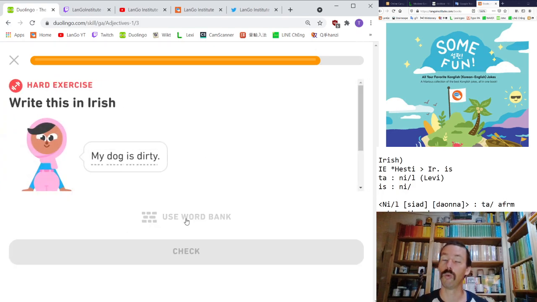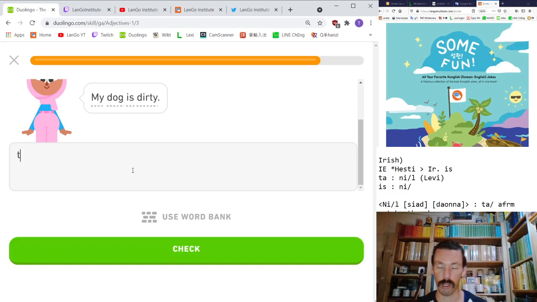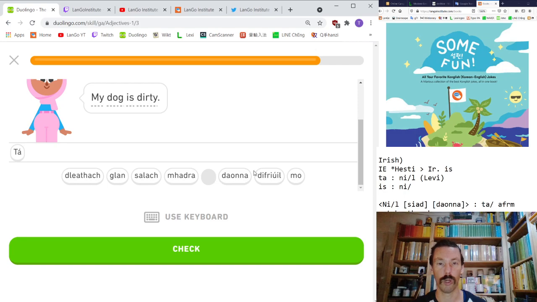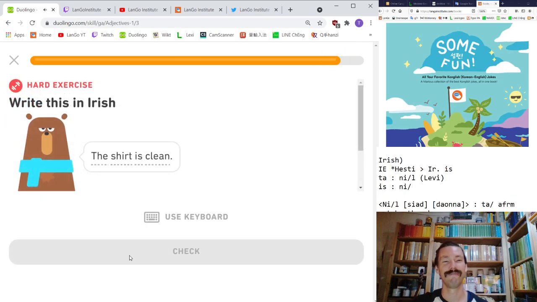My dog, Madra, will be the subject. We'll have ta, mo mhadra. Mutated because it's the second word, and this one anciently ended in a vowel. That will give you that outcome. Incomplete closure of the M. Ta mo mhadra salach. My dog is dirty. The shirt is clean. Ta an léine glan.